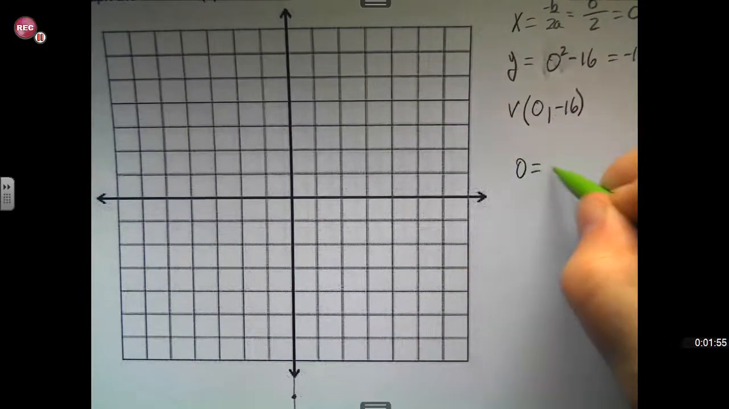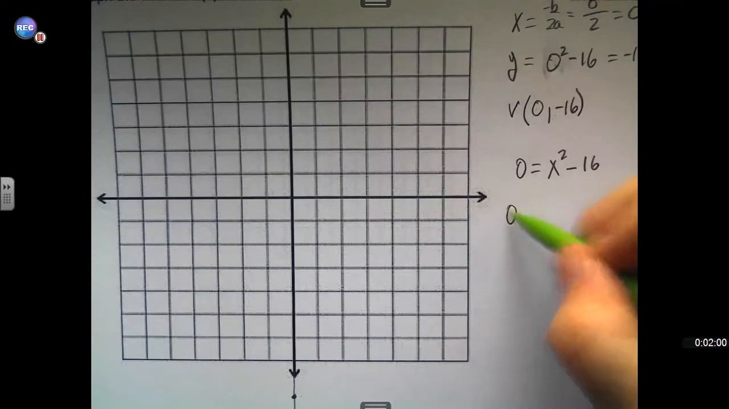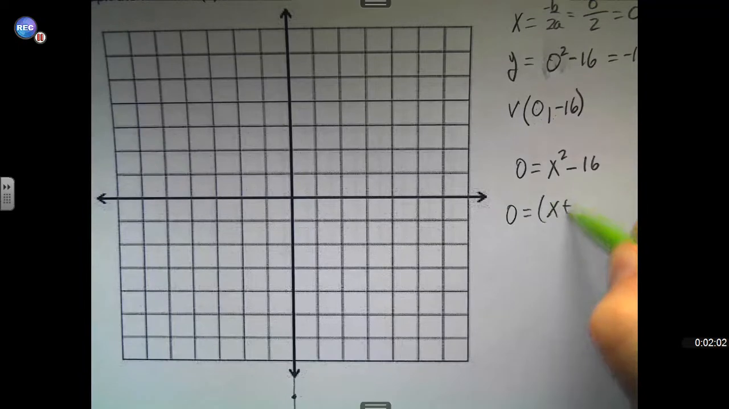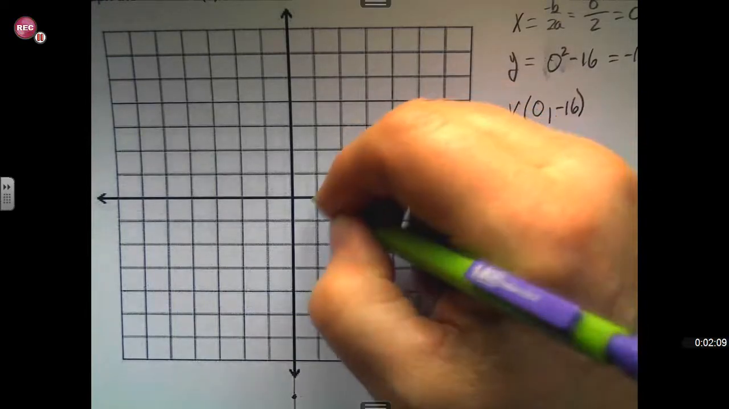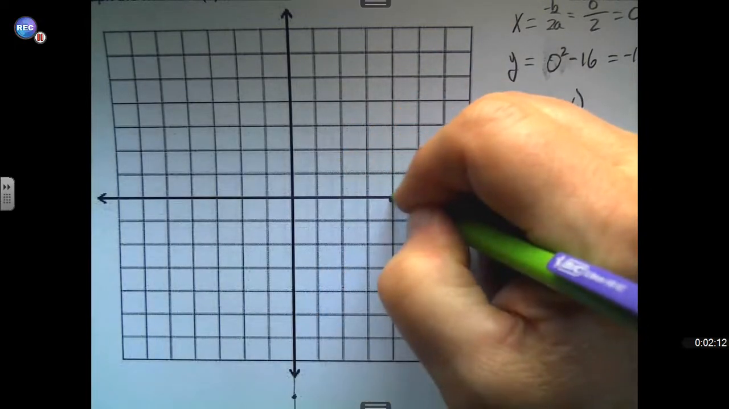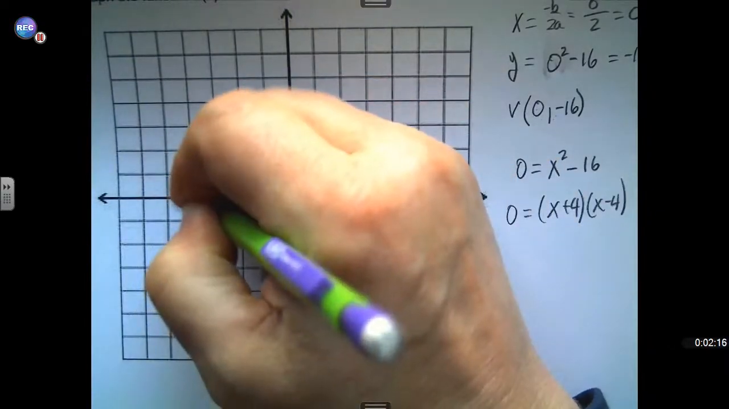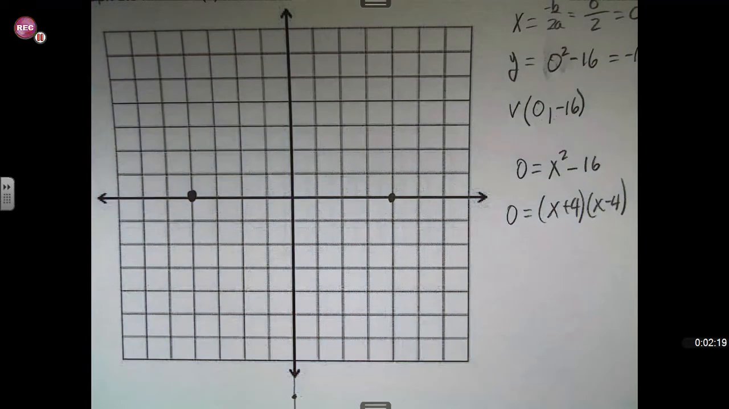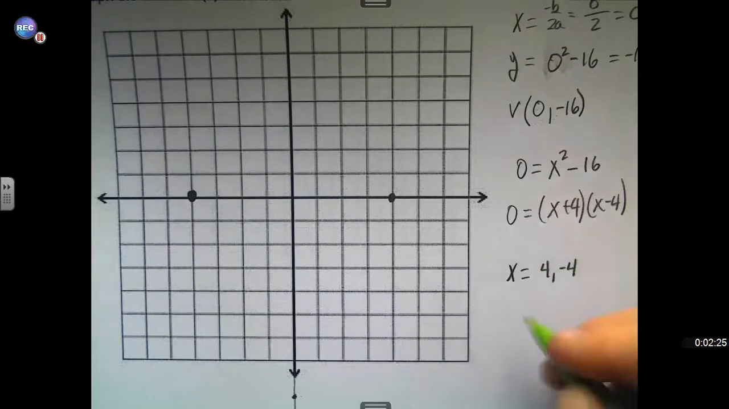I don't know if you recall, but to find the x-intercepts, we take and we set this thing equal to 0. And that thing factors, it's the difference of two squares. It factors to x plus 4, x minus 4. And so the x-intercepts are positive 4 and negative 4. And those are the solutions to this quadratic equation. We would say that x equals 4 and negative 4. Another way to write that is x equals plus or minus 4.